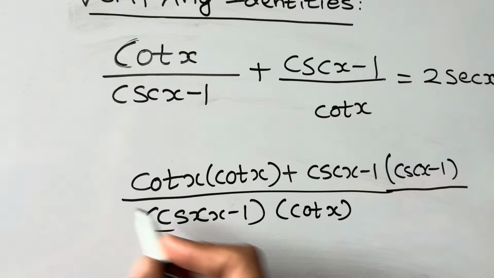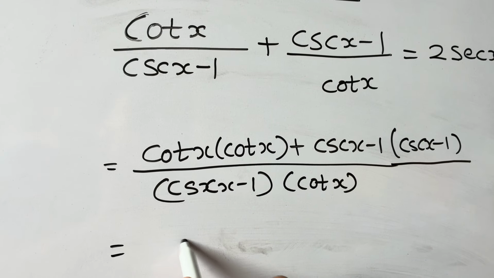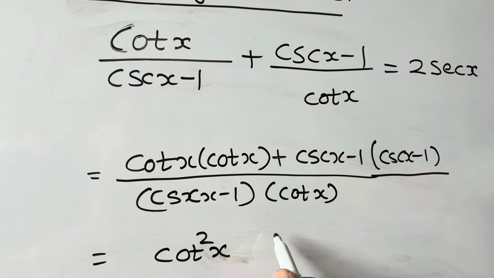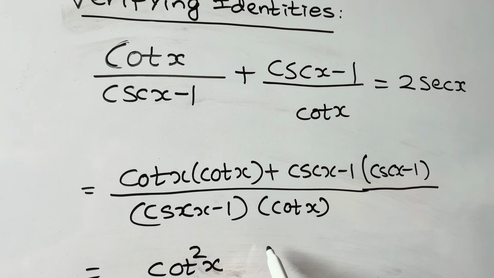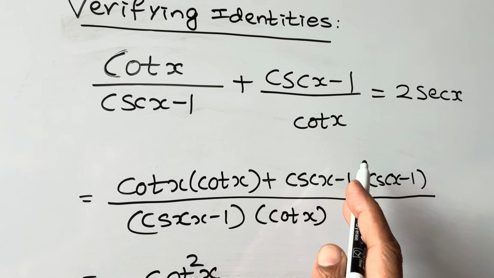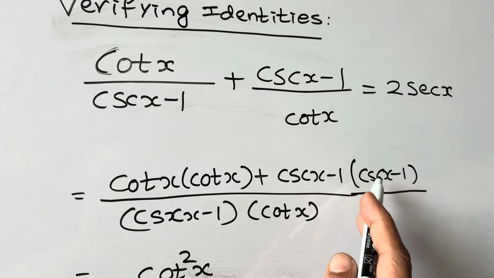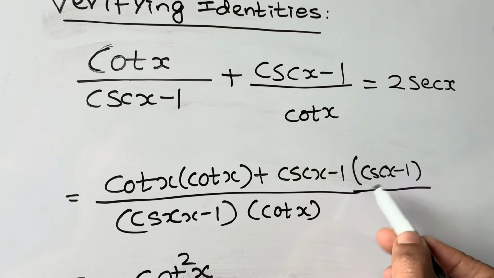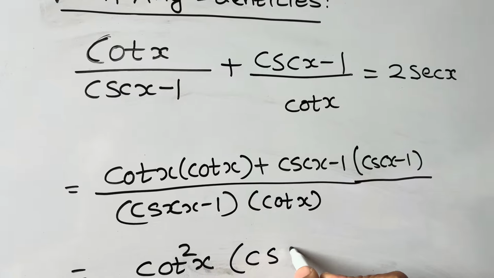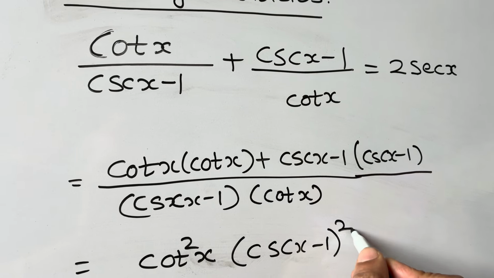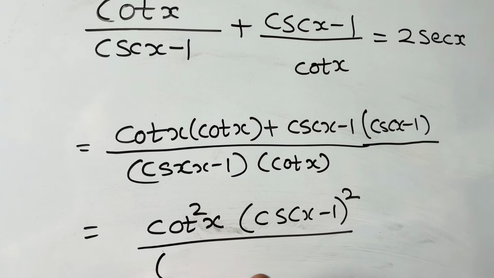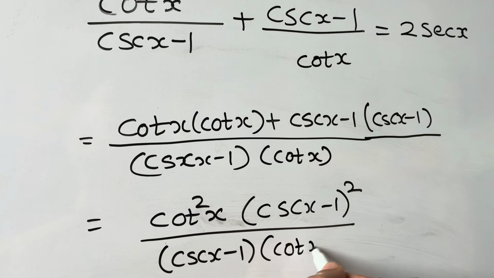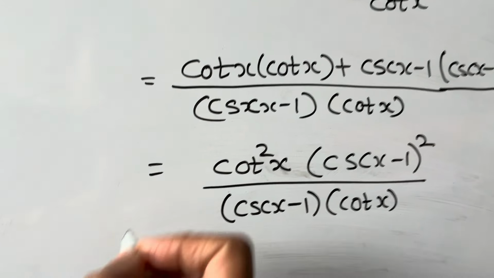So cot x times cot x is cot square x, and cosecant x minus 1 multiplied with cosecant x minus 1 is in the a minus b whole square form. I can rewrite this as cosecant x minus 1 whole square because it is getting multiplied with itself two times. So I'm going to do that in my next step so that you have a clear view of step by step.